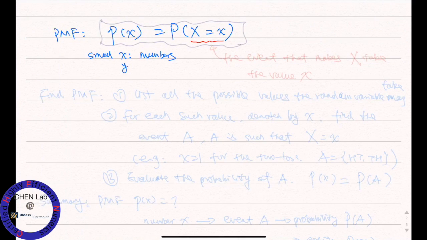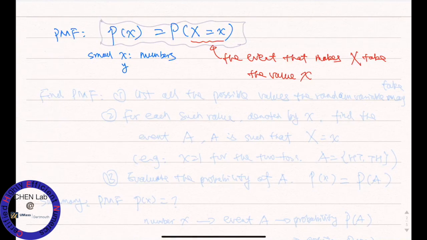Okay? So the probability of occurrence of X equal to little x means the probability of the corresponding event. This is the event that makes X take the value little x. Does that make sense? As long as you understand it that way, it's totally fine, right?